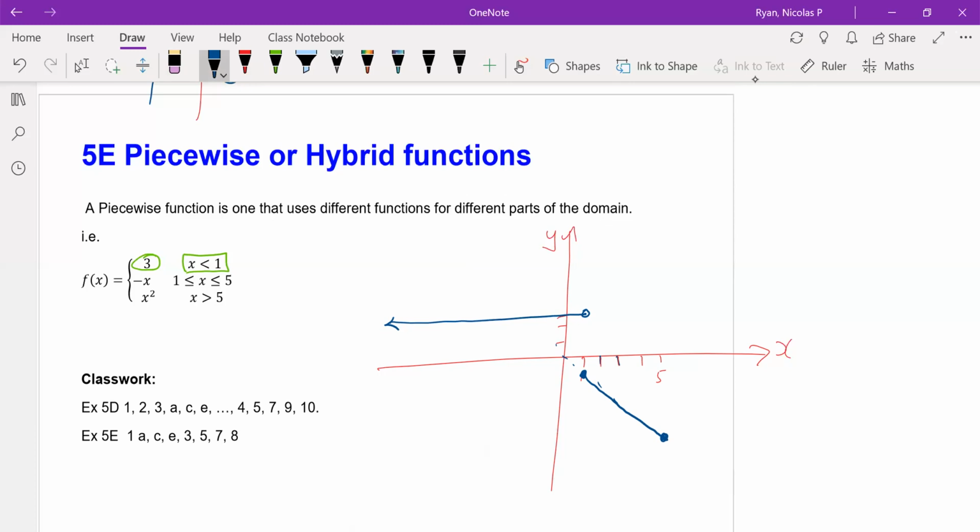Delete those dots. And then the third part of my graph is a parabola. So I would know that a parabola would have looked something like that, but I can only go from 5 onwards. So my curve is going to go like that.